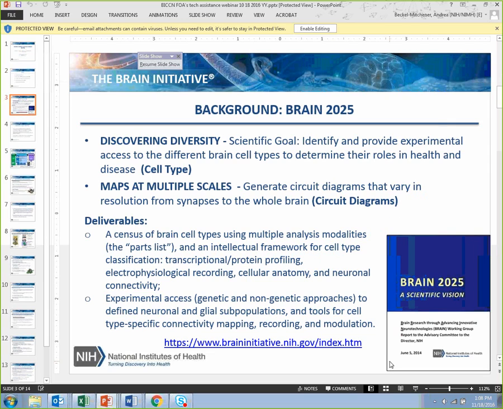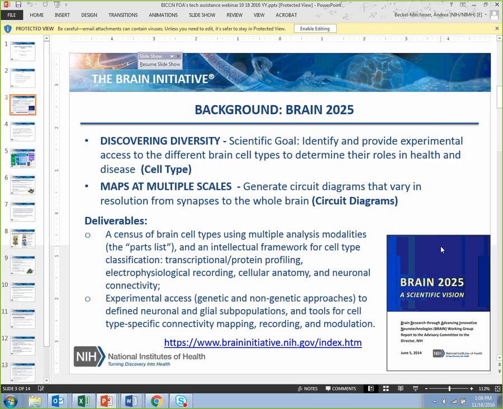So in terms of the background, many of you know this already. This is part of the BRAIN initiative, which we're being guided very much by the BRAIN 2025 report that came out a few years ago, and we are in the space of discovering diversity, and that is understanding the cell types in the brain. We're also very interested in mapping multiple scales, and we think this BICCN will address both of those. So brain cell types, the parts list of the brain, as well as some of the connectivity and functional measures that can be achieved by understanding the brain cell types.